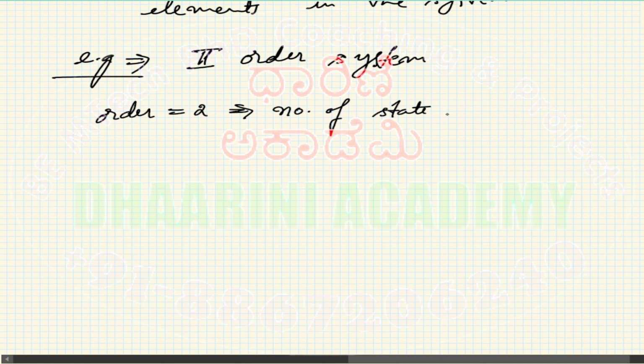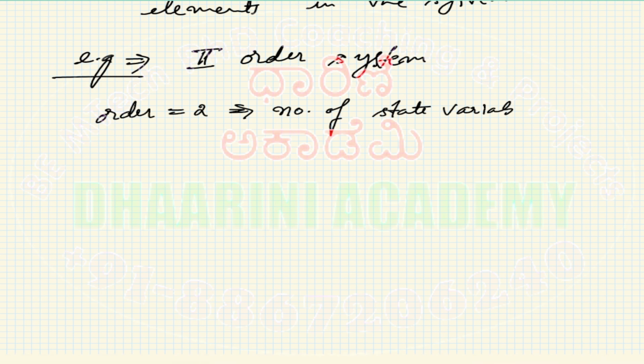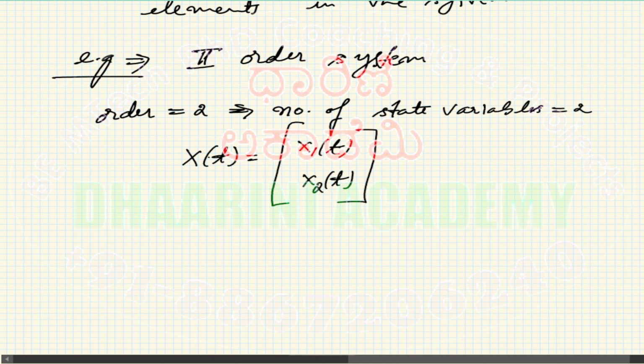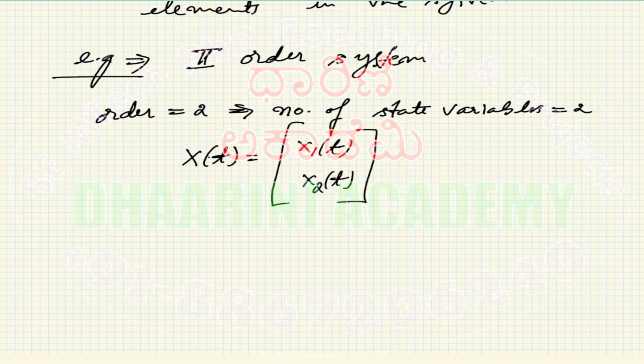Number of state variables equals 2. So let's denote x of t. It's a vector, and it should contain two elements: one is x1 and the other is x2, correct? Why so? Because it should have two state variables, so it has to be represented by using a vector. So the vector we defined is in this fashion.